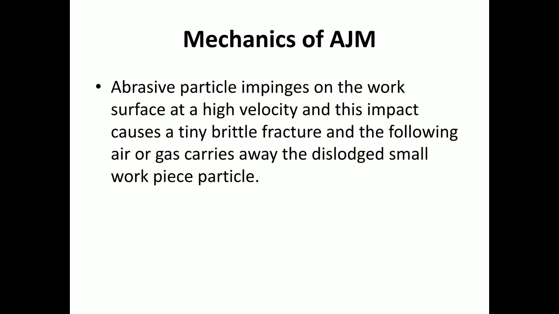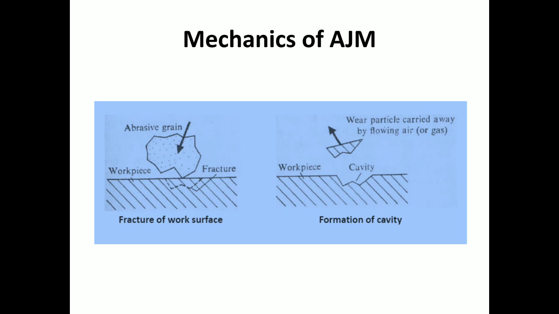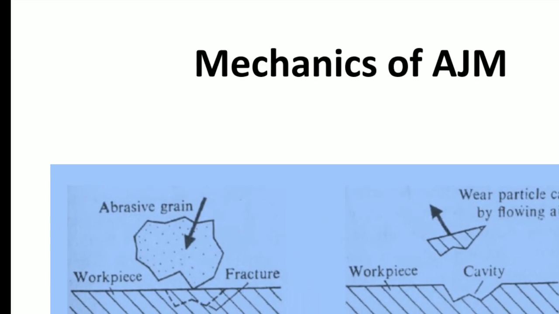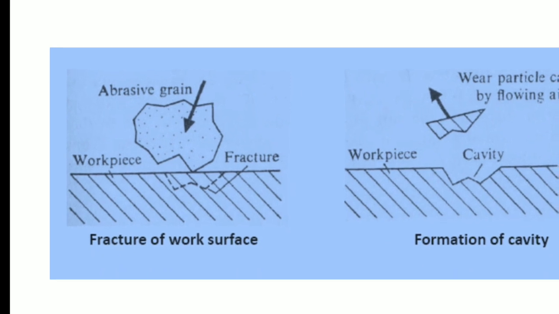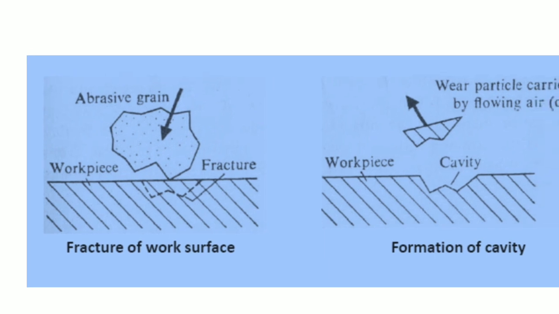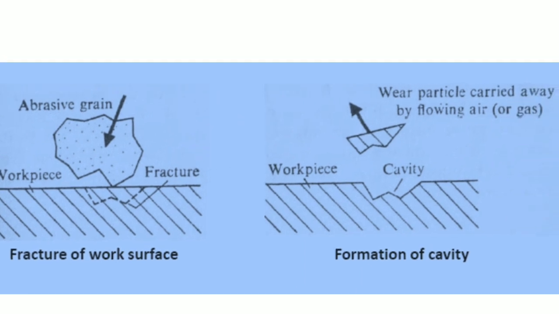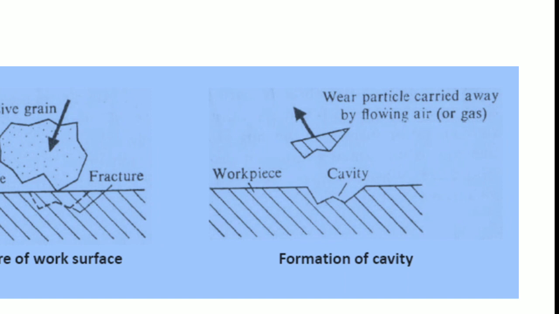You can see in the next slide, in the figure, the mechanics of AWJM. This is the abrasive, and this is the workpiece. This abrasive grain has cutting edges. You can see the sharp edges; these points are cutting edges. This is impinging on the surface, and the dotted lines represent the fracture. Finally, when the fracture occurs, the workpiece and wear particles are carried away by the flowing air or gas, and a cavity is formed.